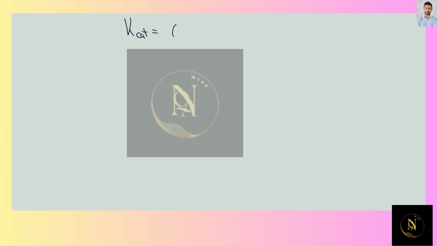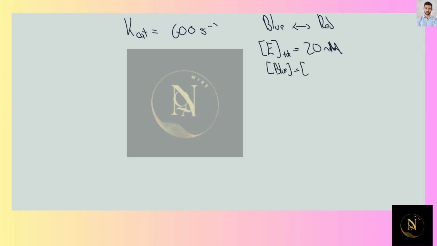Hi, so over here we're given that a certain enzyme has a catalytic constant of 600 seconds to the minus 1 for the transformation of blue into red. The total enzyme concentration is 20 nanomolar, and the concentration of the substrate, blue, is 40 micromolar.